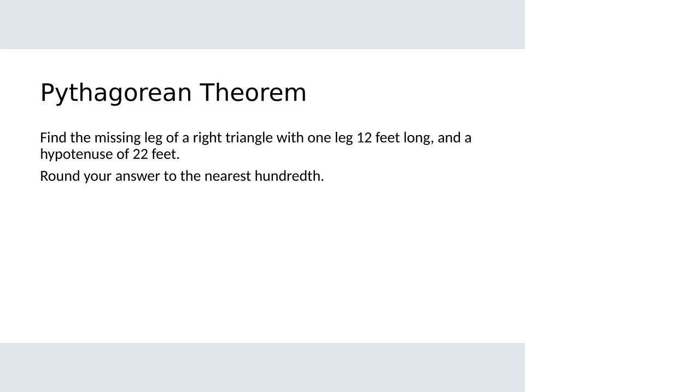Find the missing leg of a right triangle with one leg 12 feet long and a hypotenuse of 22 feet. So here we've got to remember some terminology. We've got a right triangle, and we're told that one leg is 12 feet long, and the hypotenuse, that's the longest side, the one across from the right angle, is 22. Okay, it's a right triangle.